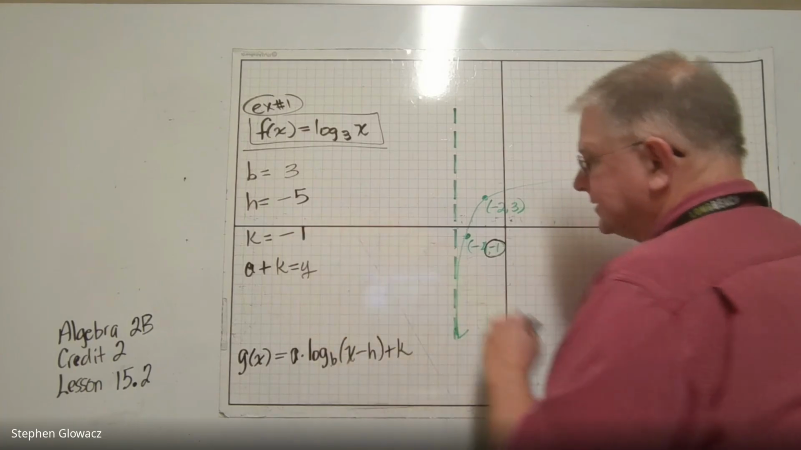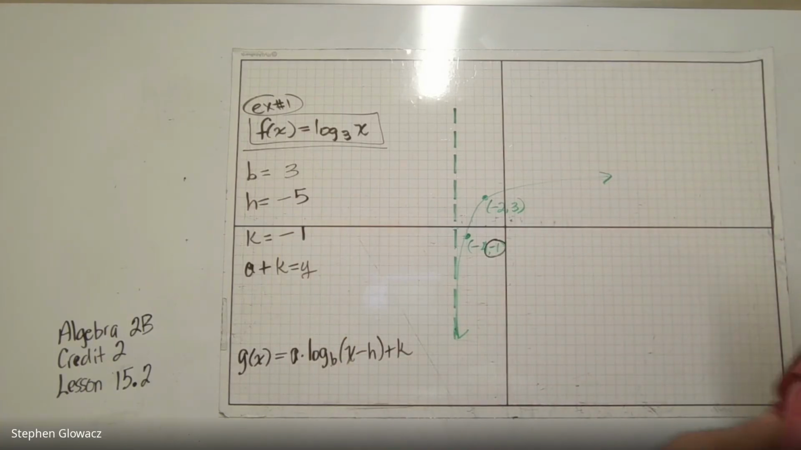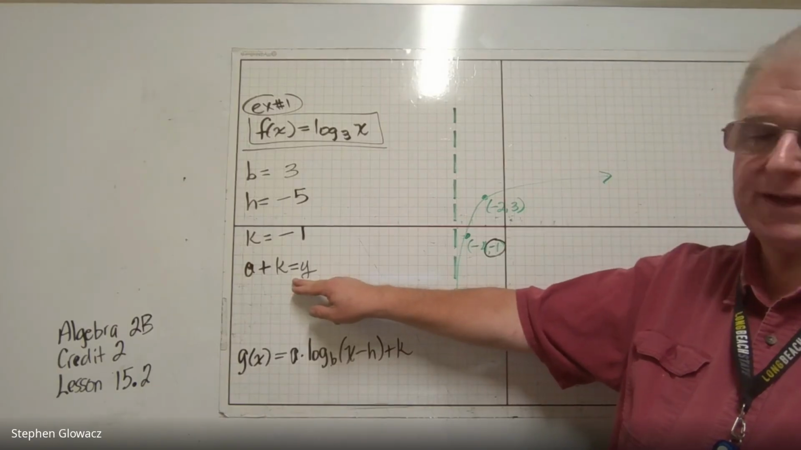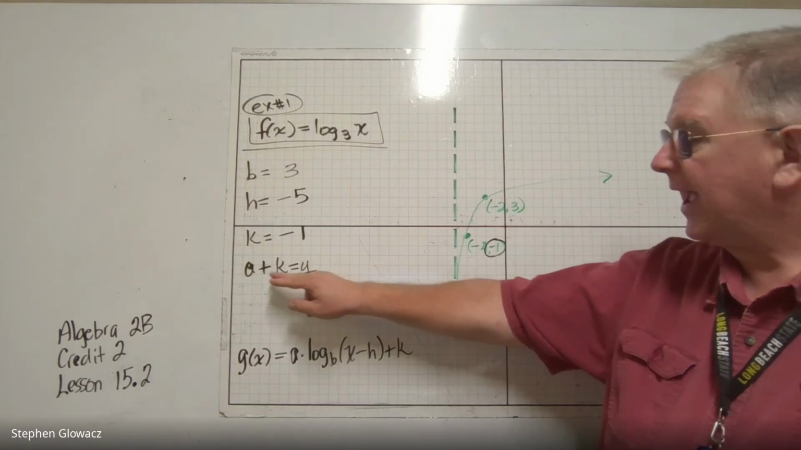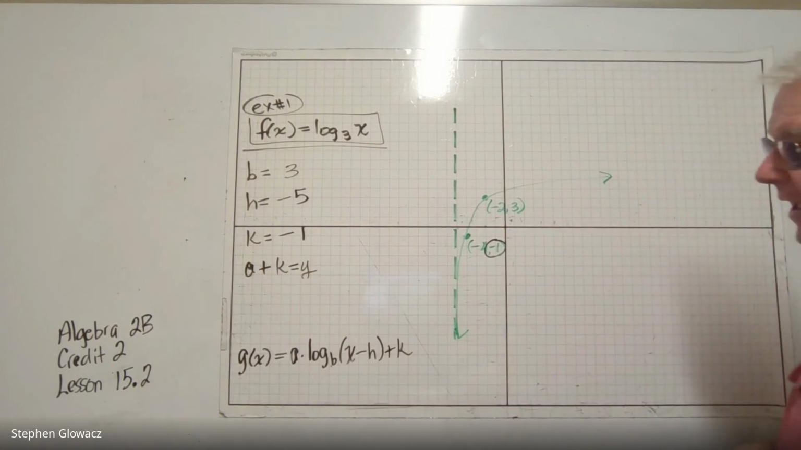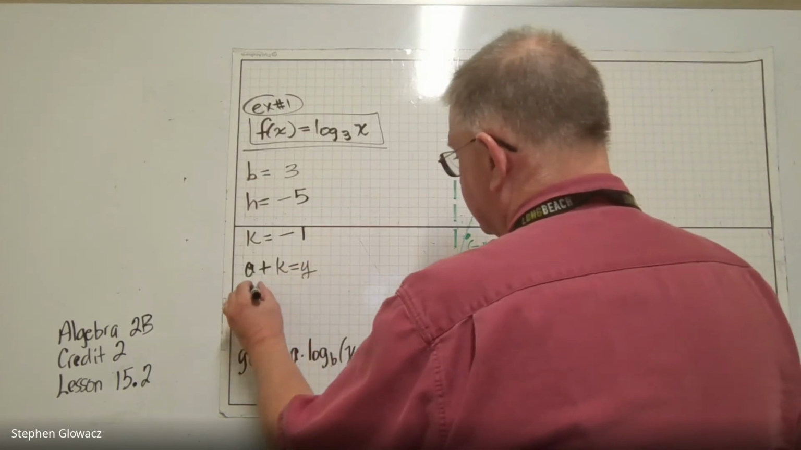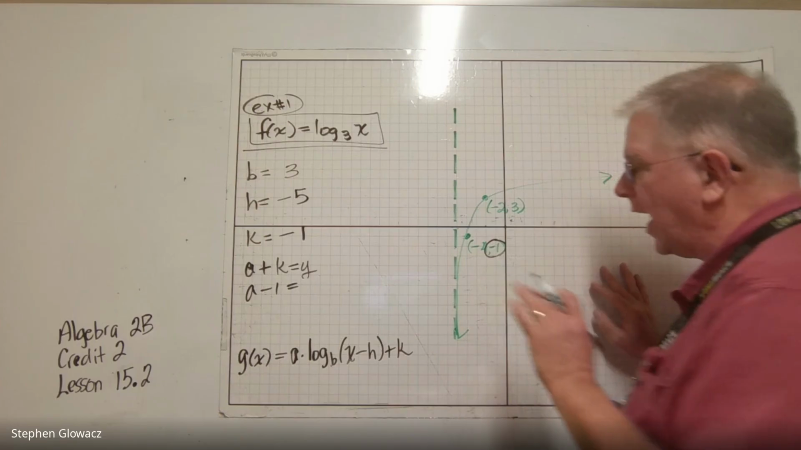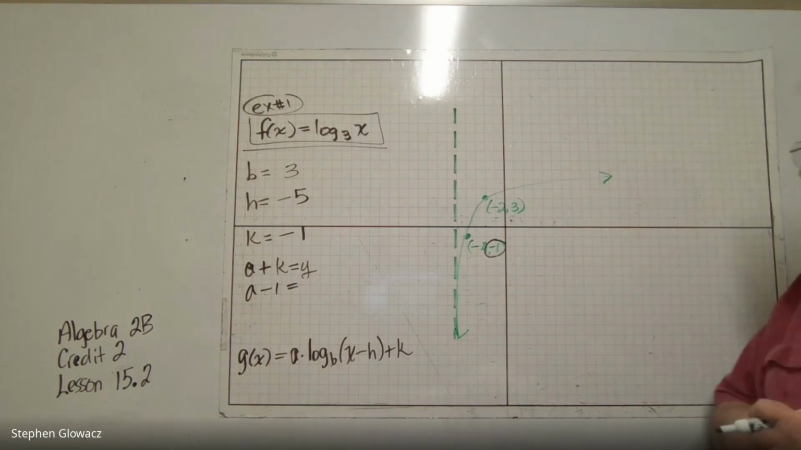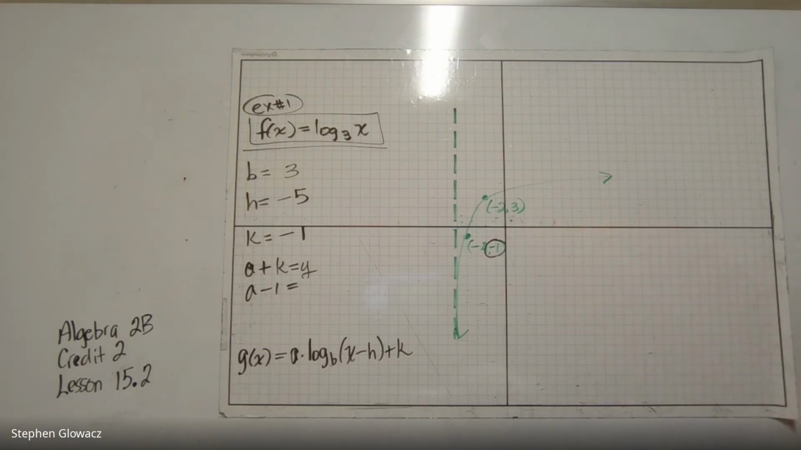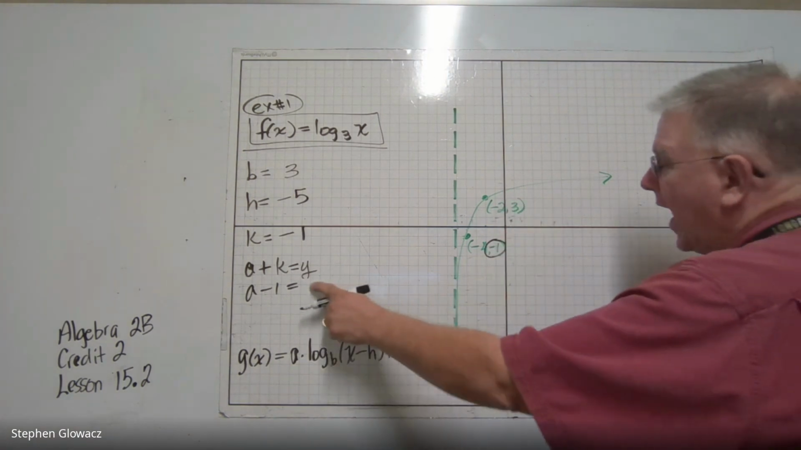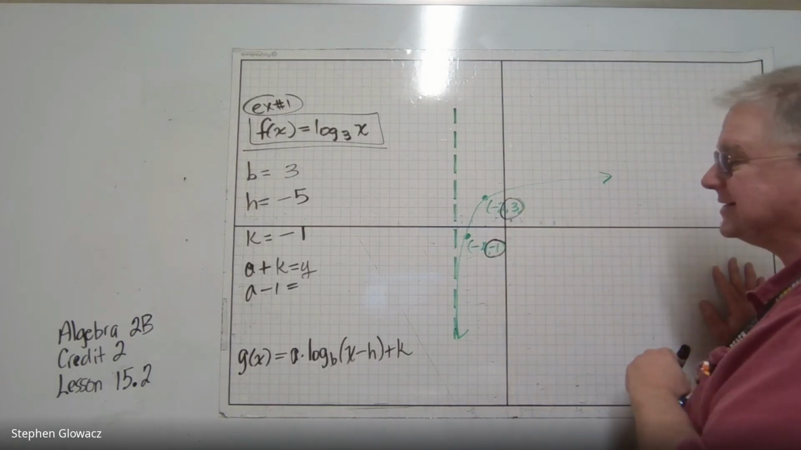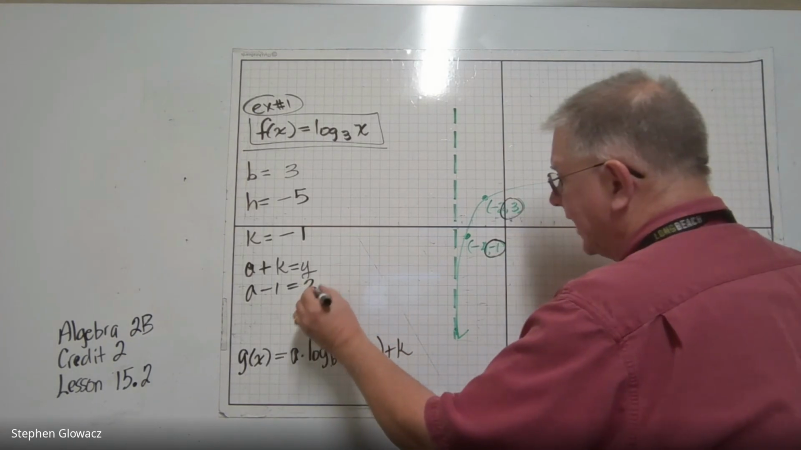So k is -1. Now we have this little equation, just like we saw with exponential, writing an exponential function from a graph. A plus k equals y. K is -1, so it's a -1 equals y. So now what's the y-coordinate on this one? Well, you might remember with exponential, we didn't use the second reference point, but with logarithmic functions, we will. The y is the y-coordinate from this second reference point, and so y is 3.